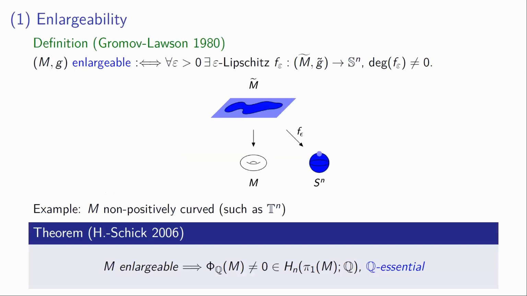Okay, let's talk about enlargeability. I have to recall a definition which was given by Gromov and Lawson in the 1980s, in their endeavor to study metrics of positive scalar curvature and to find obstructions. So we will see this connection later. For now, I will just concentrate on this definition as it is a certain property of Riemannian manifolds.